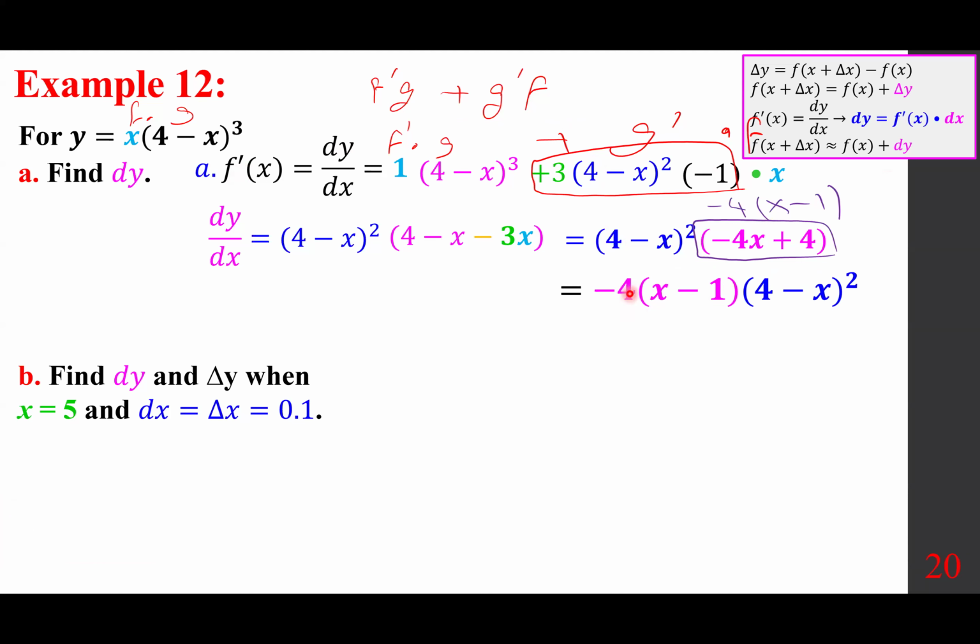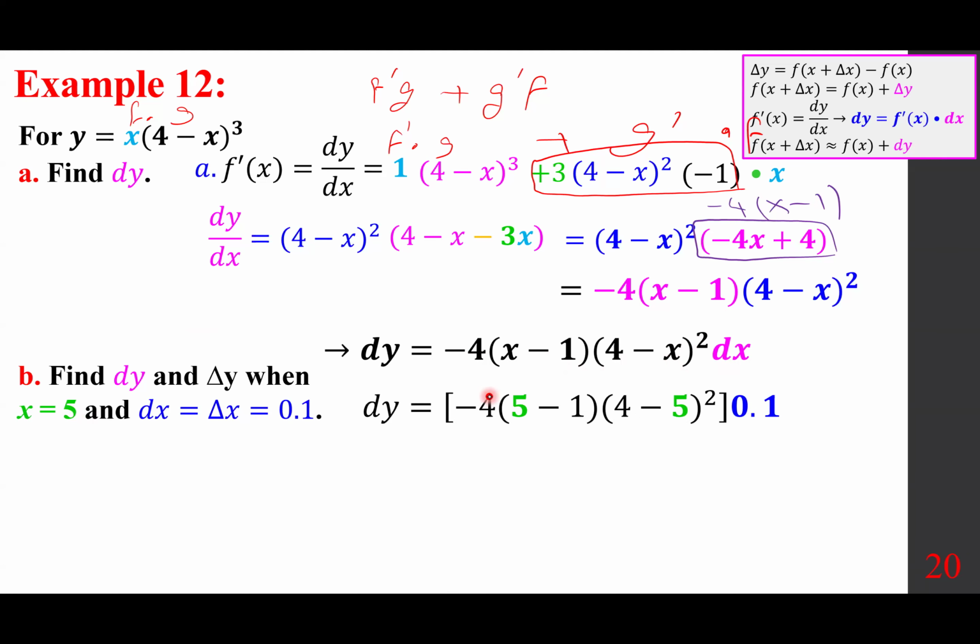The same thing times dx. So dy is exactly the same thing times dx. Minus 4 times x minus 1 times 4 minus x quantity squared times dx. Now we are going to plug in and replace the x with 5, dx or delta x with 0.1. So we get minus 4 times 5 minus 1, 4 minus 5 quantity squared times 0.1.